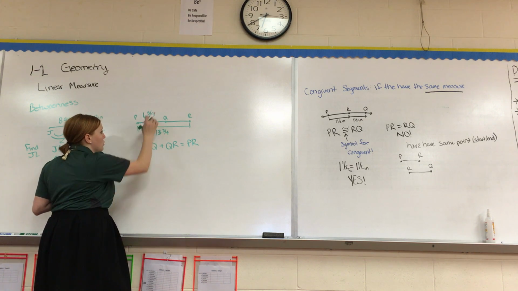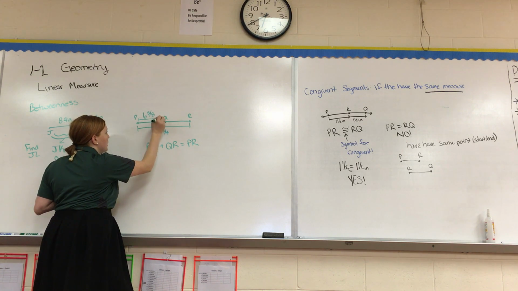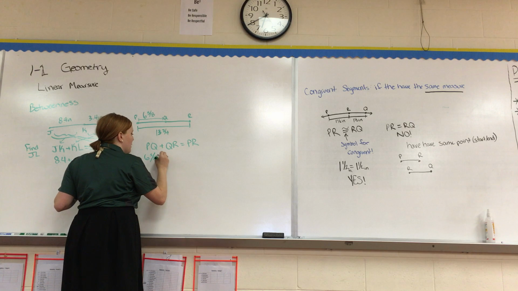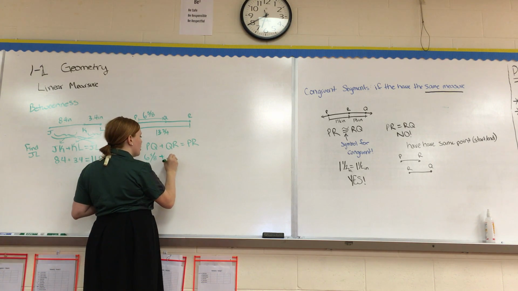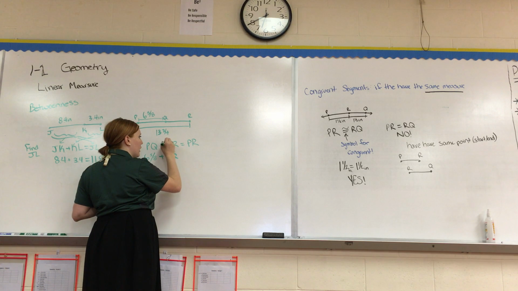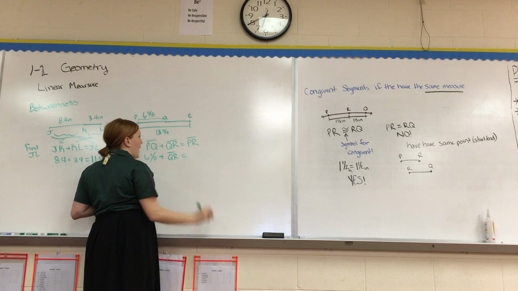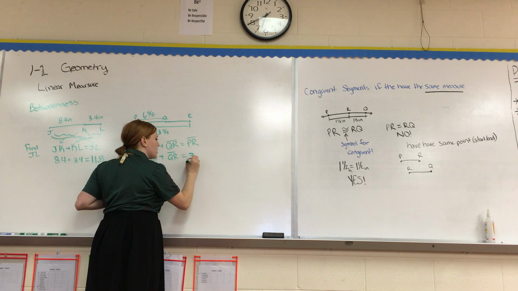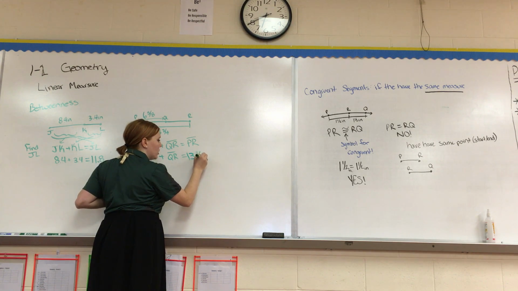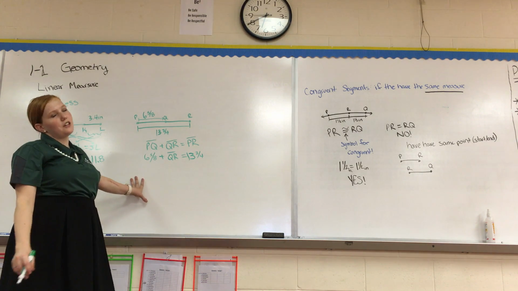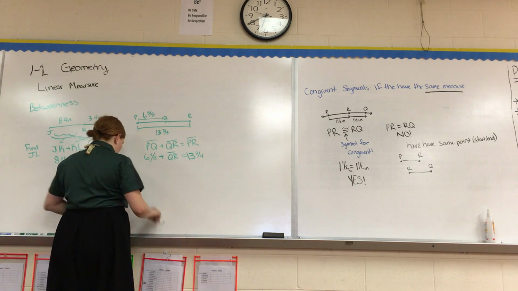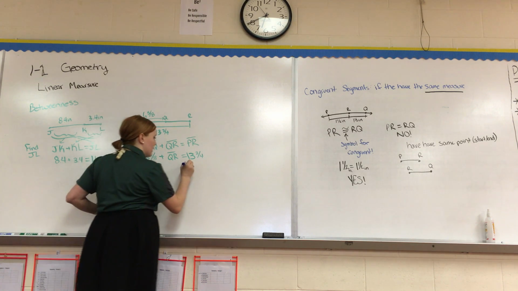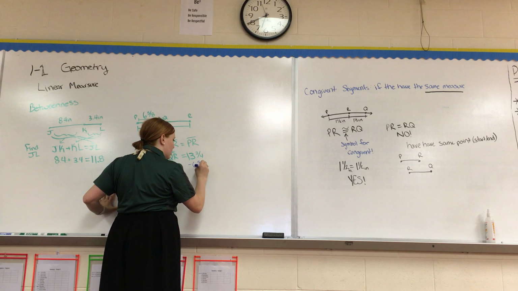Okay? What's PQ? Right here. PQ equals 6 5/8 plus QR. What's QR? We don't know. We're going to keep that as QR, okay? That equals what PR is. What's PR? That's the whole line, 13 3/4. Okay, so how are we going to solve for this? You guys know how to solve for this. We subtract 6 5/8 on both sides.